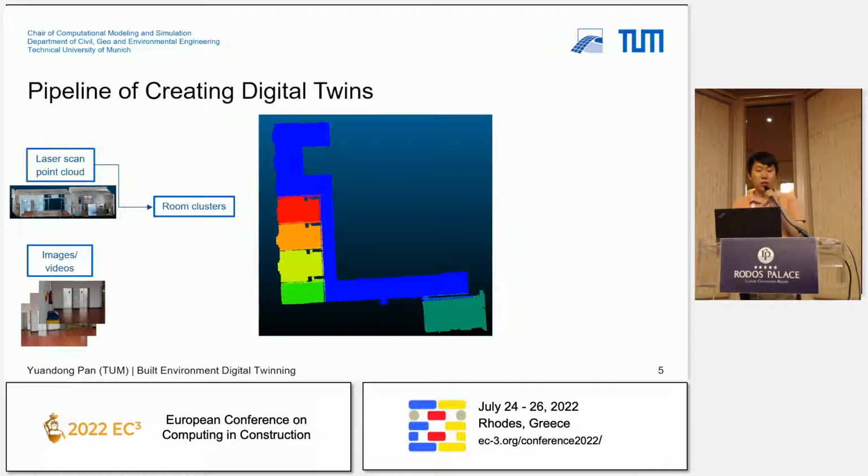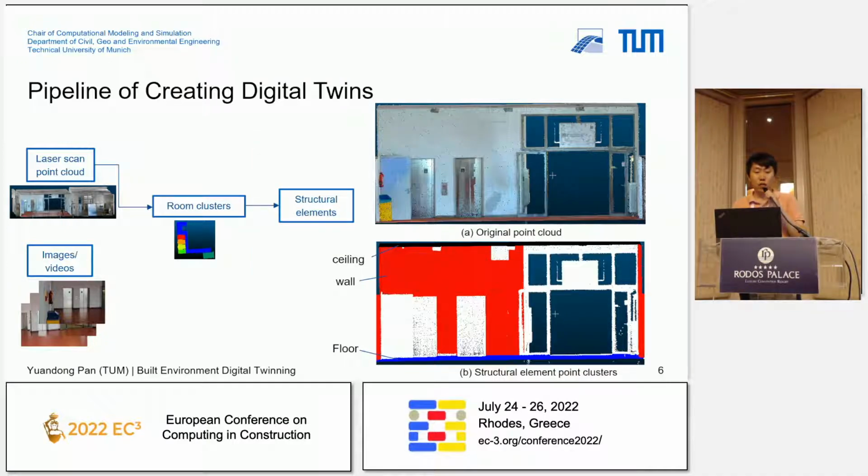Then we consider the laser scan point cloud first. We form the room clusters. Basically, we find the largest white space inside the rooms first. And then we extract the structural elements. In this step, we use 3D deep learning technologies to predict the labels for the points.